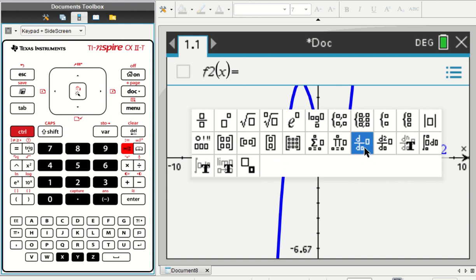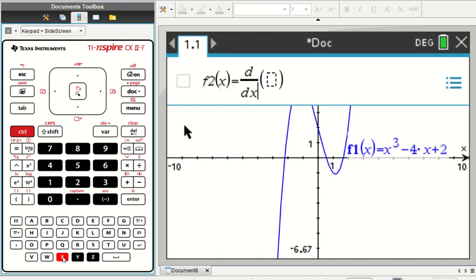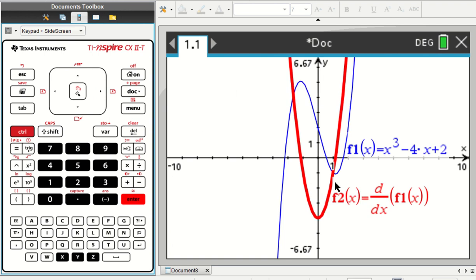This is the way to create a derivative numerically. I'm going to type in x next to the d because I'm taking the derivative with respect to x. Then inside the parentheses, I want to reference the earlier function that I defined, the f1 function. So I just need to type f1, then a parenthesis and an x. If I press enter, we see a second graph that displays the derivative values of the first graph.